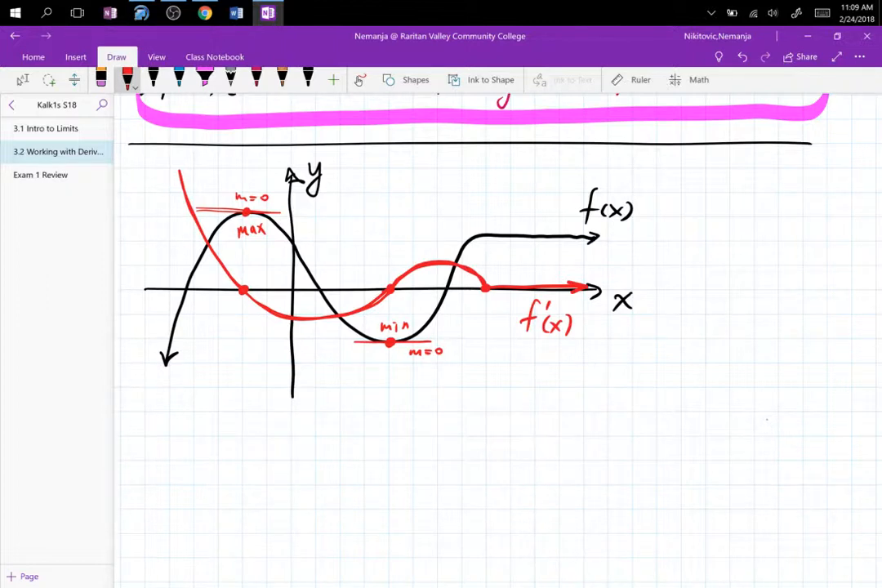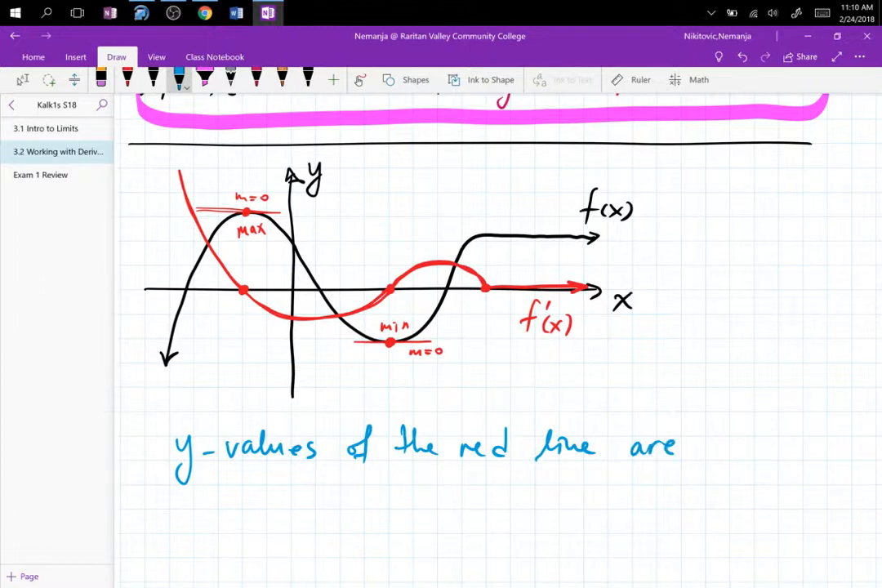Now, for those of you who want to go advanced and really understand what is going on here, I'm going to say this, so if it registers, awesome. Red line is a collection of all slopes. So y values of the red line are numerical values of slope. Y values of the red line are slopes, m's, of the black line.